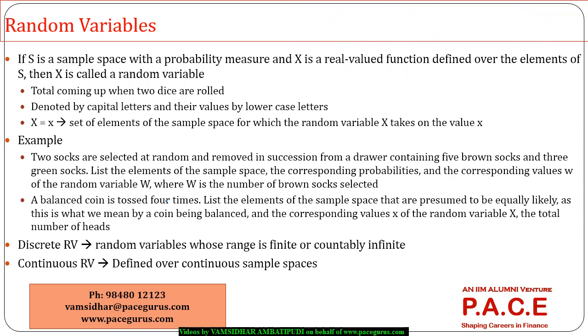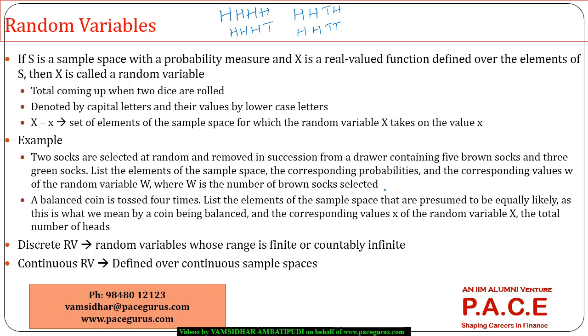A balanced coin is tossed 4 times. List the elements of the sample space. This is a known one, right? So I'll go with HHHH, then HHHT, then HHTH, HHTT, and so on. Now we are increasing this. So there are already 16 possibilities that are going to come, which we know.